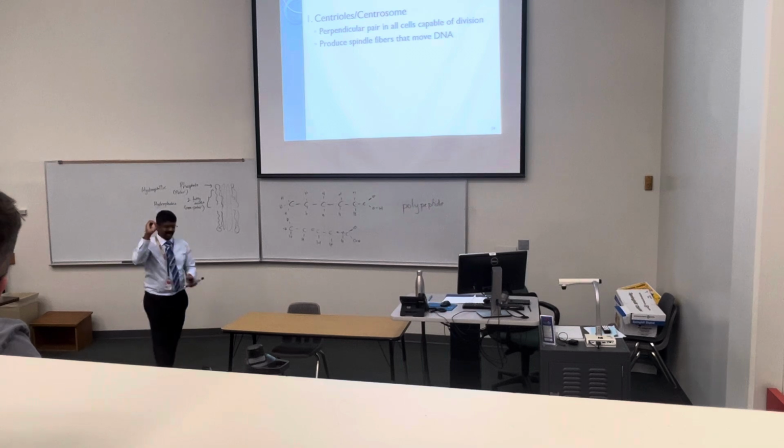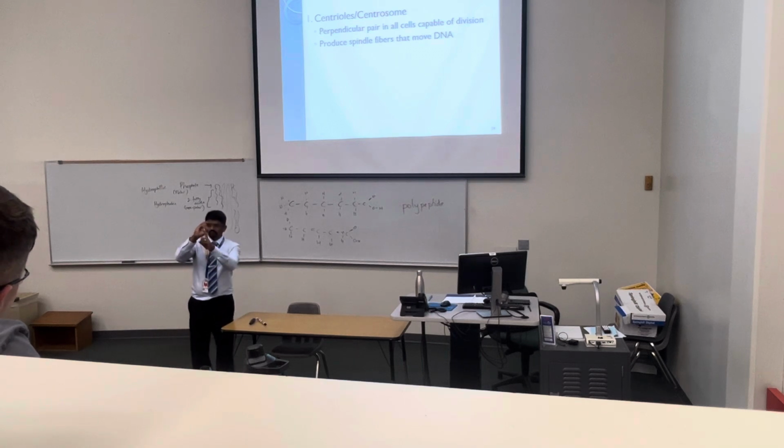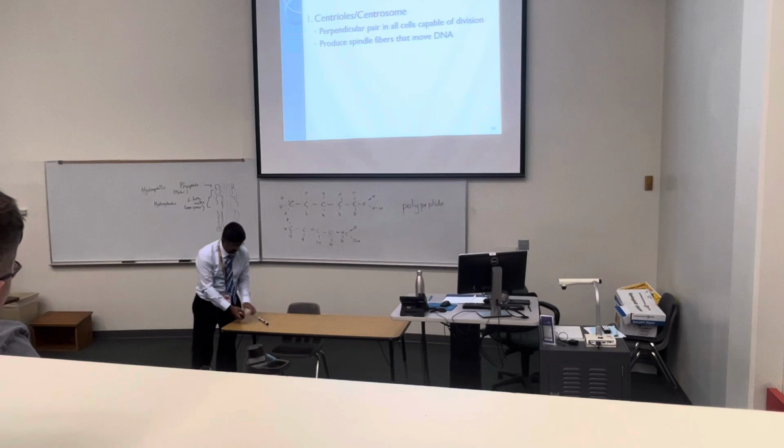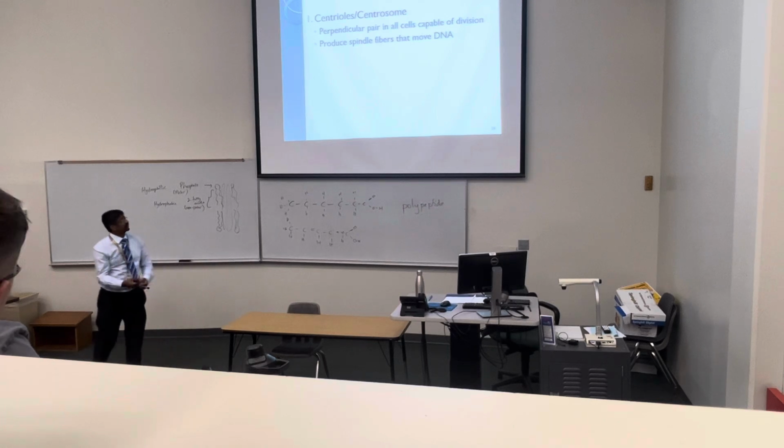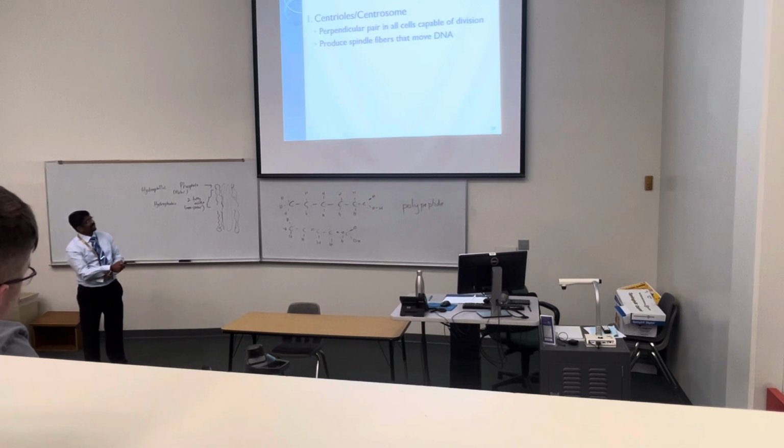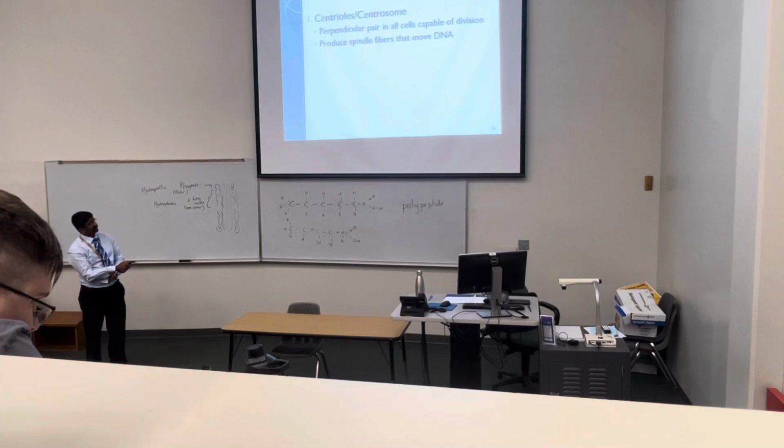There are those black ones, two of them that look like little cylinders. Those two cylinders are actually the centrioles. The whole thing together, we call the centrosome. But they have a common function: they will help produce the spindle fibers.